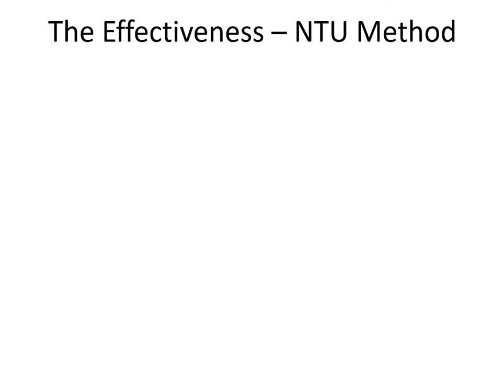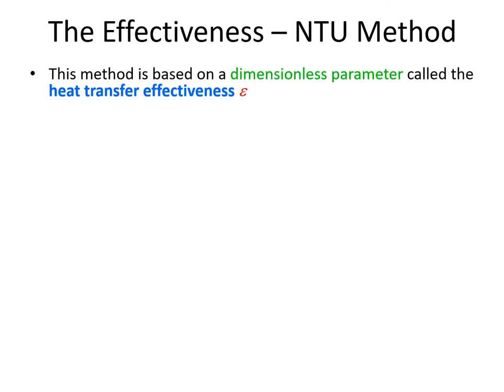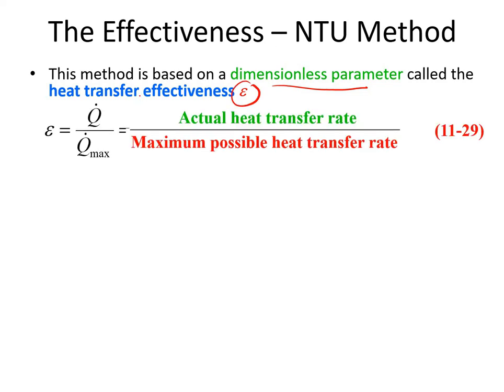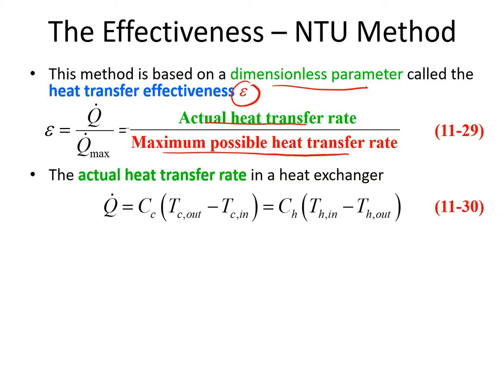For the effectiveness NTU method, basically this method is based on a dimensionless parameter, which is the heat transfer effectiveness. For the effectiveness, you can calculate it by dividing the actual heat transfer rate by the maximum possible heat transfer rate. For the actual heat transfer rate, you can use the heat balance equation, Q equal to m Cp delta T or C times delta T.